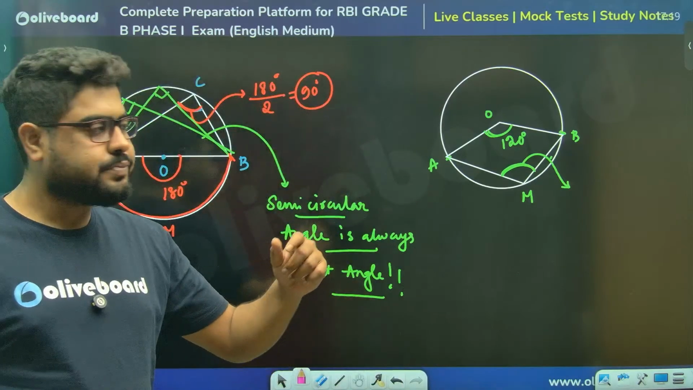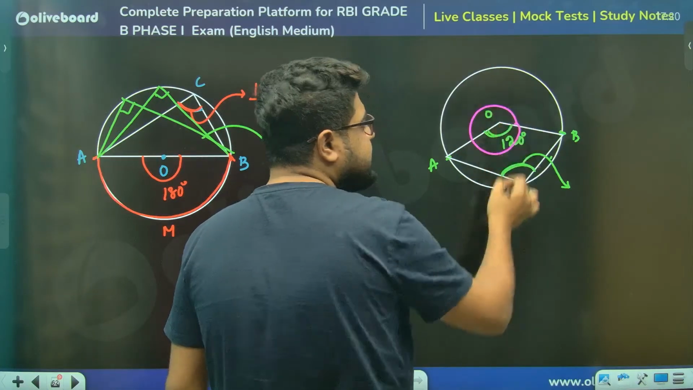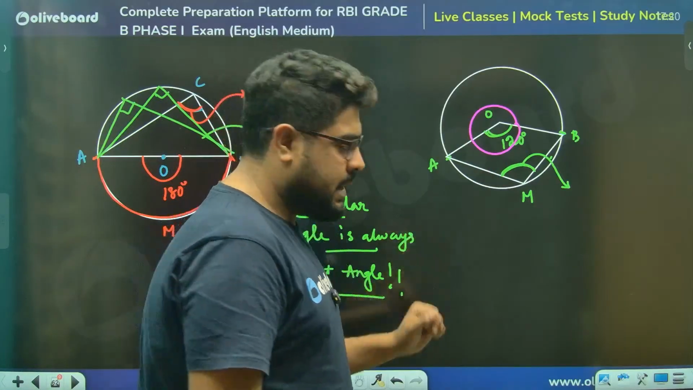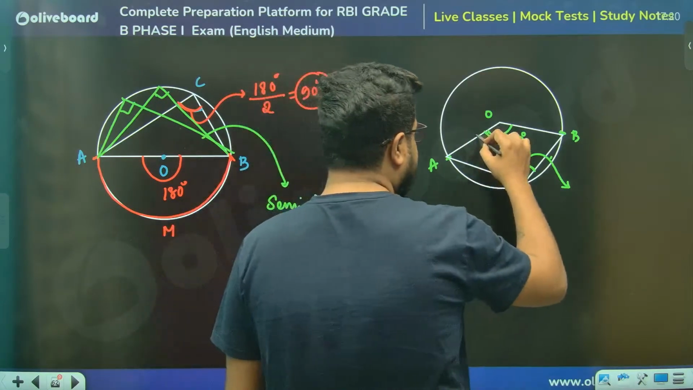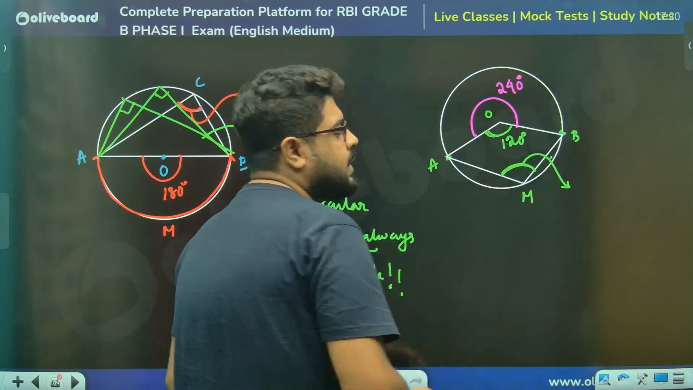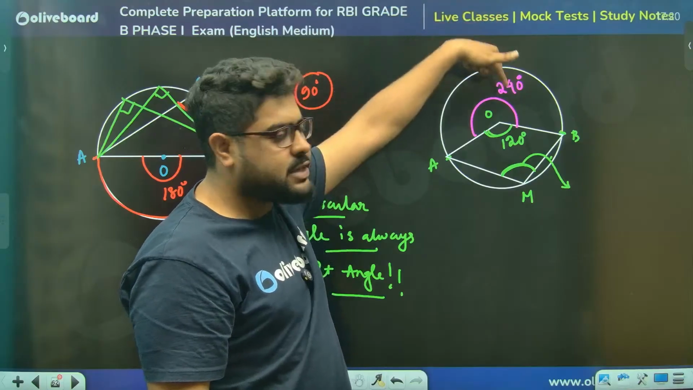So total is 360 degrees. Now this total angle, sir, it is 360 degrees. Out of that, this is 120. So can I say this angle must be 240 degrees? Now, make your observation from this side.